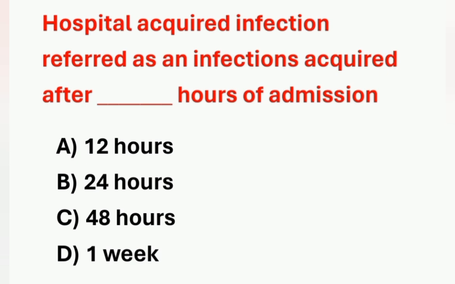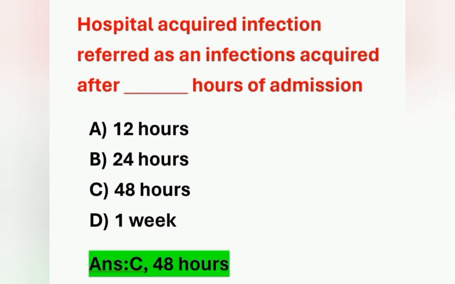And the next question, hospital acquired infection is referred to as an infection occurring after dash hours of admission. Options: option A 12 hours, option B 24 hours, option C 48 hours and option D 1 week. In hospital acquired infections, infection occurs within or after how many hours of admission? After 48 hours of admission. Option C is the correct answer.